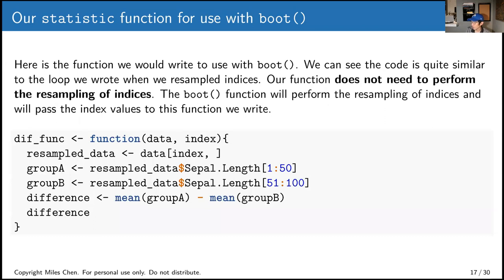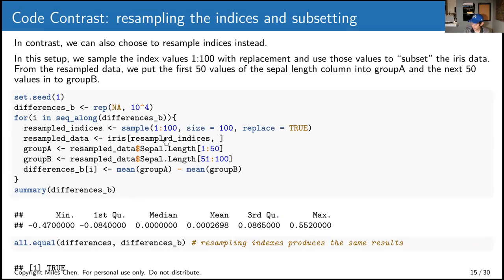So this is what a function would look like if we were to write a statistic function to use with the library boot. Here, if you compare this code where I've created this loop, I'm copying this section here, resample data, these lines of code, where we subset the iris data based on the resampled indexes. And then we take the first values, throw them into group A, the next 50 values, throw them into group B, and calculate the difference between the mean of group A and the mean of group B.